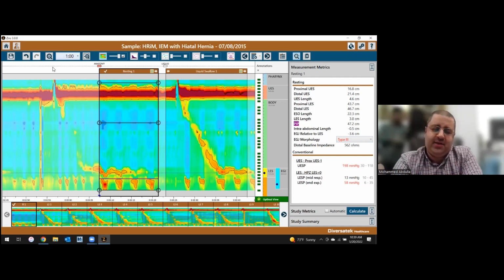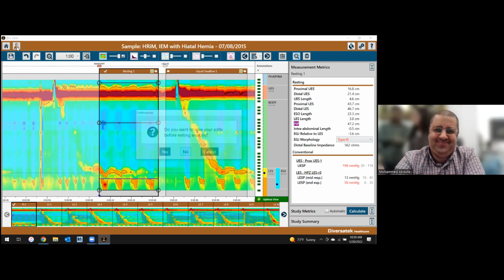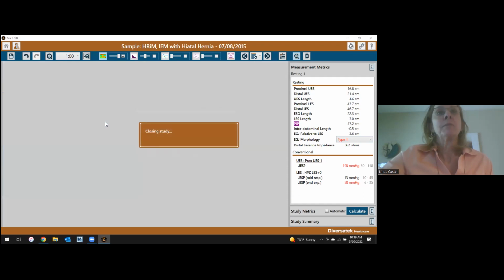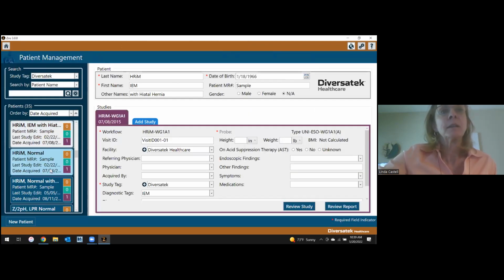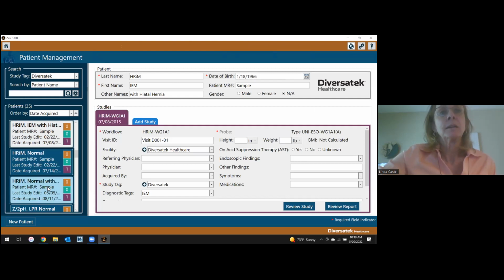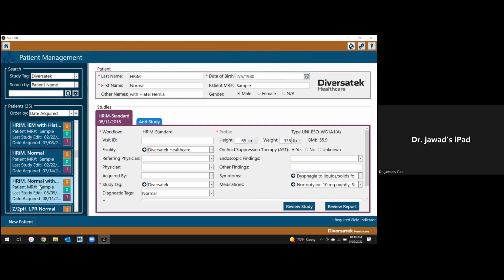Of course. Thank you. Yeah, if you have a patient with a large hernia, I think I have another example here. Let's see. This is a hernia. Oh, I don't want to review reports, sorry.